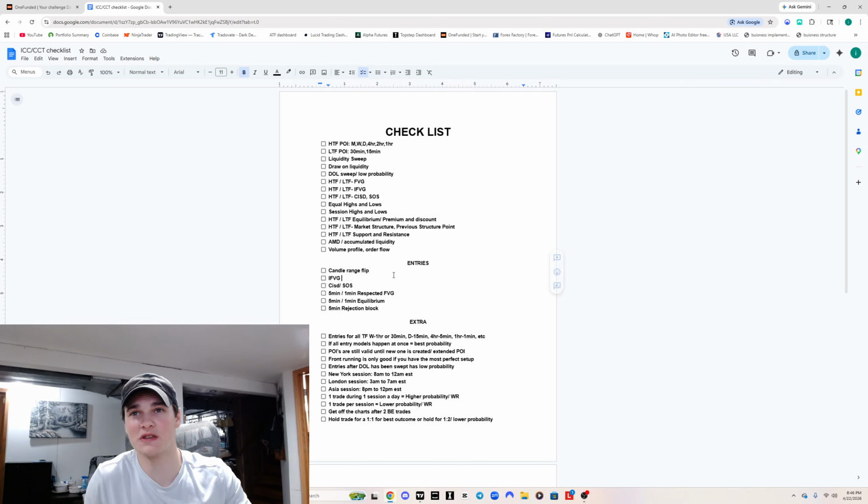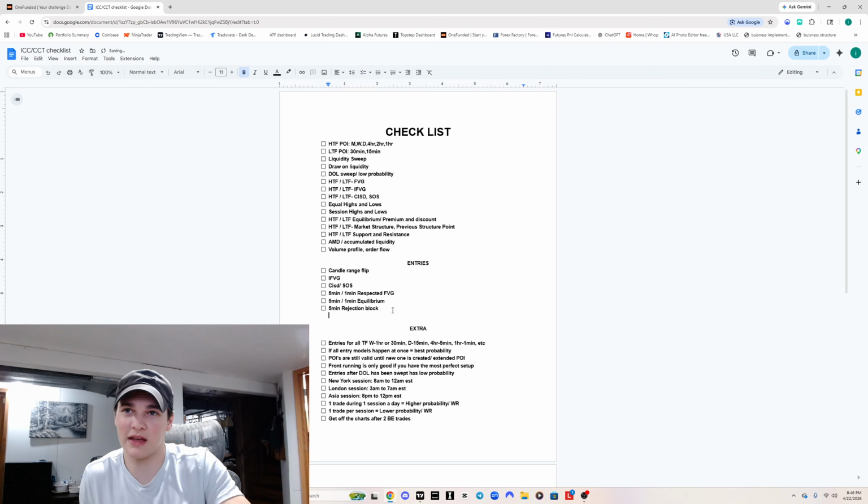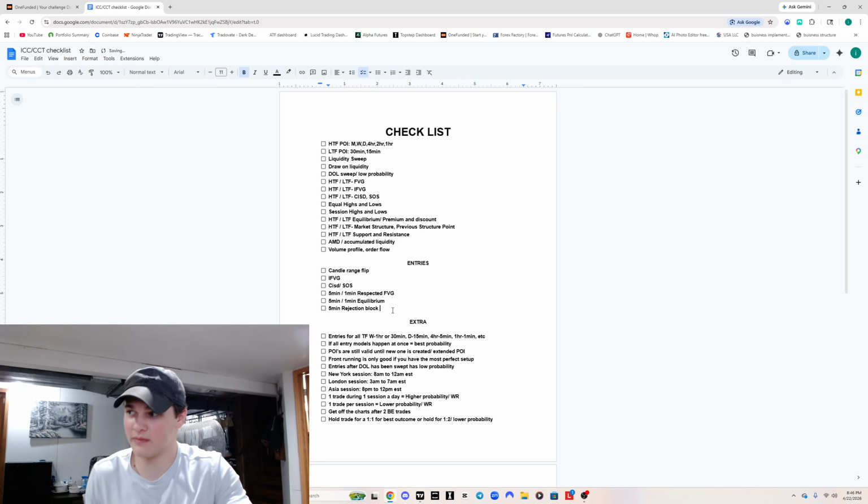And then for my entries, we have candle range flips, inverse fair value gaps, SISI or shift of structure, 5 minute and 1 minute respected fair value gaps, 5 minute and 1 minute equilibrium, and 5 minute rejection blocks. That's really it. And one more entry, 1 minute, and oh wait, no, because a rejection block is an equal low, essentially.